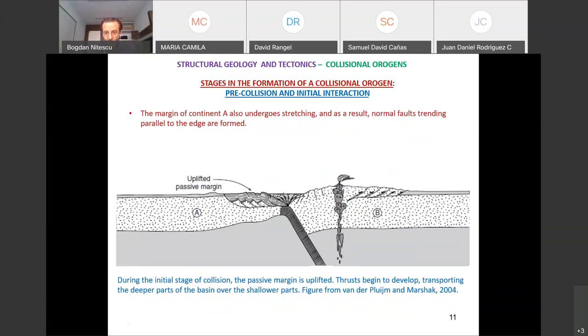All right, so we are approaching this, and when you have this bulging, this flexure, there is also extension, because there is stretching at that point. So this stretching will cause normal faulting, parallel to the edge. So you see initially this is the initial passive margin with faulted blocks. They are lifted, maybe eroded, whatever. There are new normal faults that are being formed here. All right, so this is kind of pre-collision, the initial interaction.